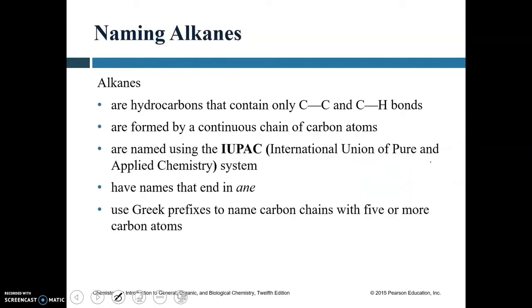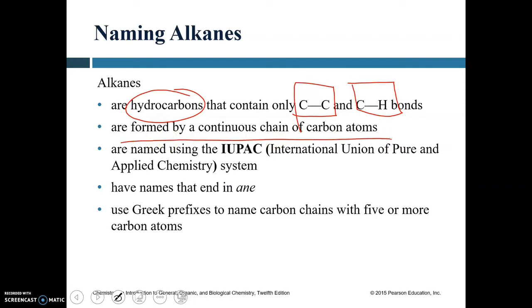So the first class of hydrocarbons that we're going to talk about are alkanes. Those are hydrocarbons that contain only single carbon-carbon and carbon-hydrogen bonds. They are formed by a continuous chain of carbon atoms. They have names that end in "ane."